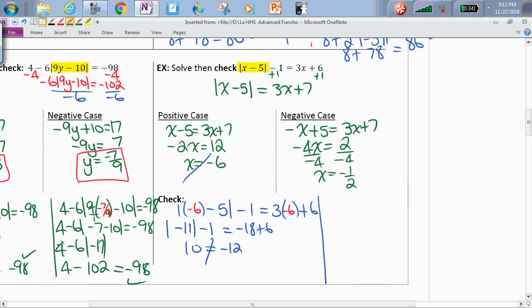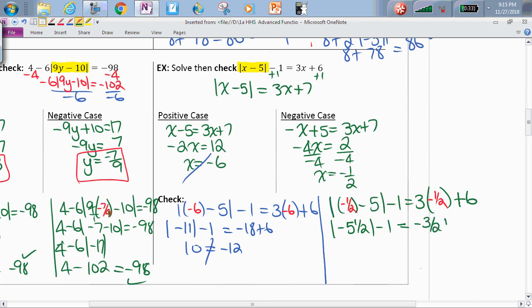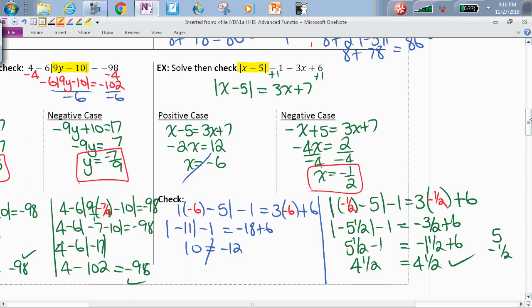We'll do it graphically. On this right side, change colour. So we're going to check the absolute value of negative 1/2 minus 5 minus 1. Hopefully that's going to equal 3 times negative 1/2 plus 6. So here we have negative 1/2, so it's negative 5.5 minus 1. And then we have negative 3.5 plus 6. So this becomes 5.5 minus 1, which is 4.5. And here, 3 times negative 1/2 is negative 1.5 plus 6. So 6 minus 1 is 5, minus 1/2 is 4.5. So this one actually works. And that is our only solution on this problem. That's when we have one solution.